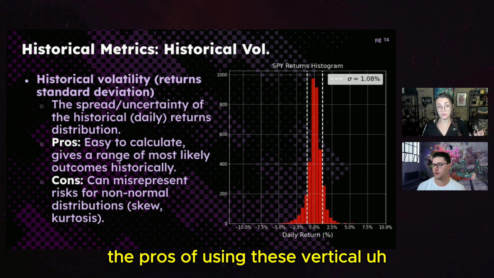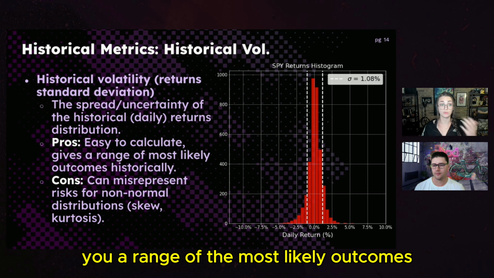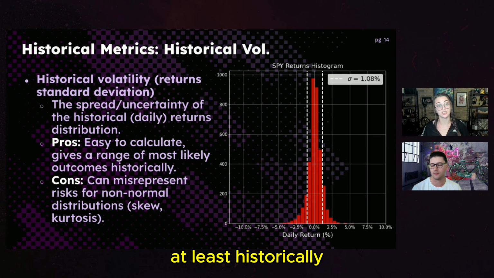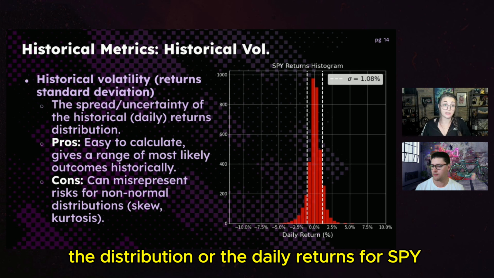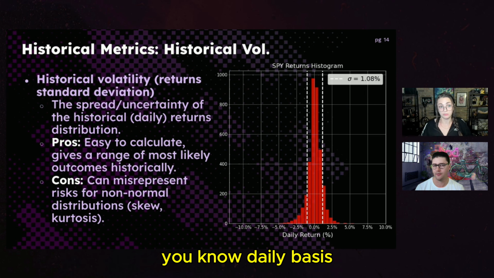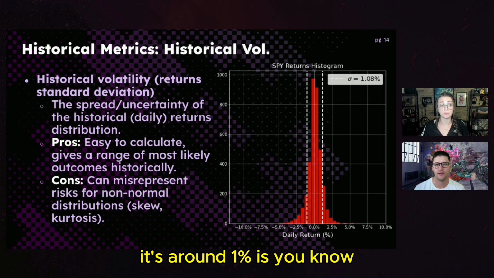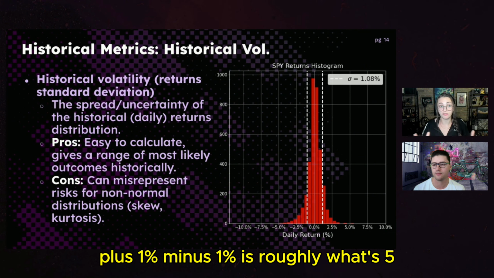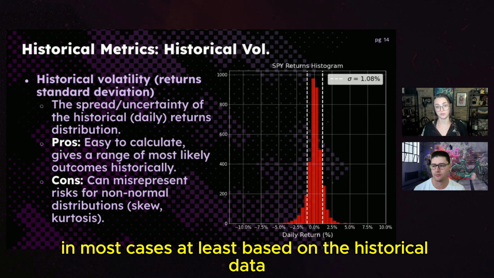And the pros of using historical volatility is that it's very easy to calculate, and it also gives you a range of the most likely outcomes, at least historically. So I can say, neglecting binary events, the daily returns for SPY on a daily basis can really range between these two possible values. So it's around plus 1%, minus 1% is roughly what SPY is going to return on a daily basis in most cases, at least based on the historical data.